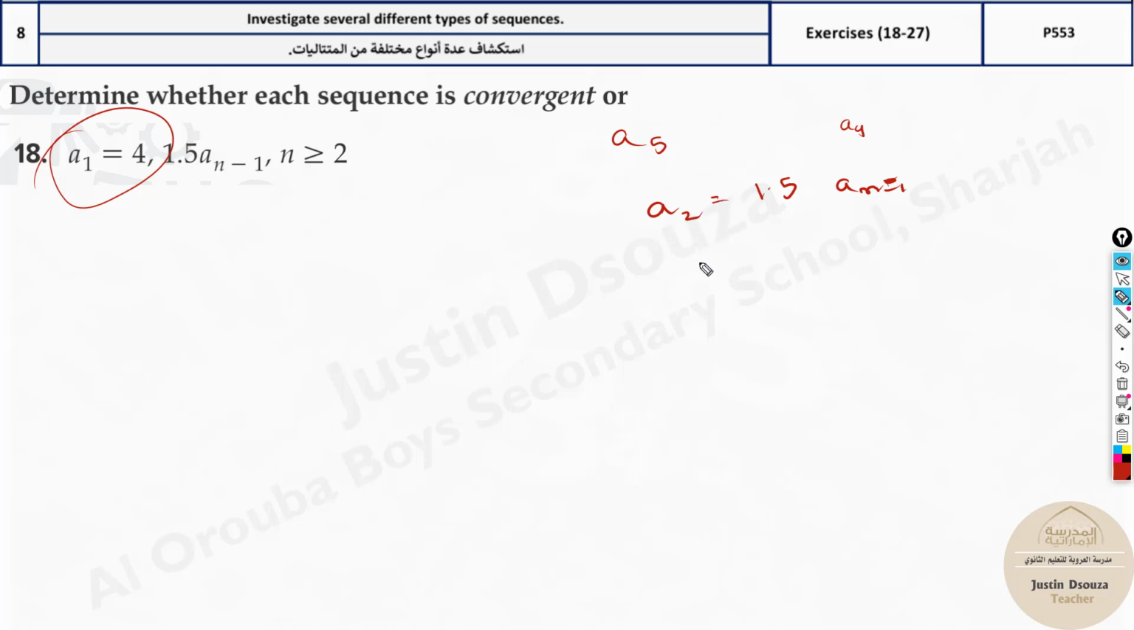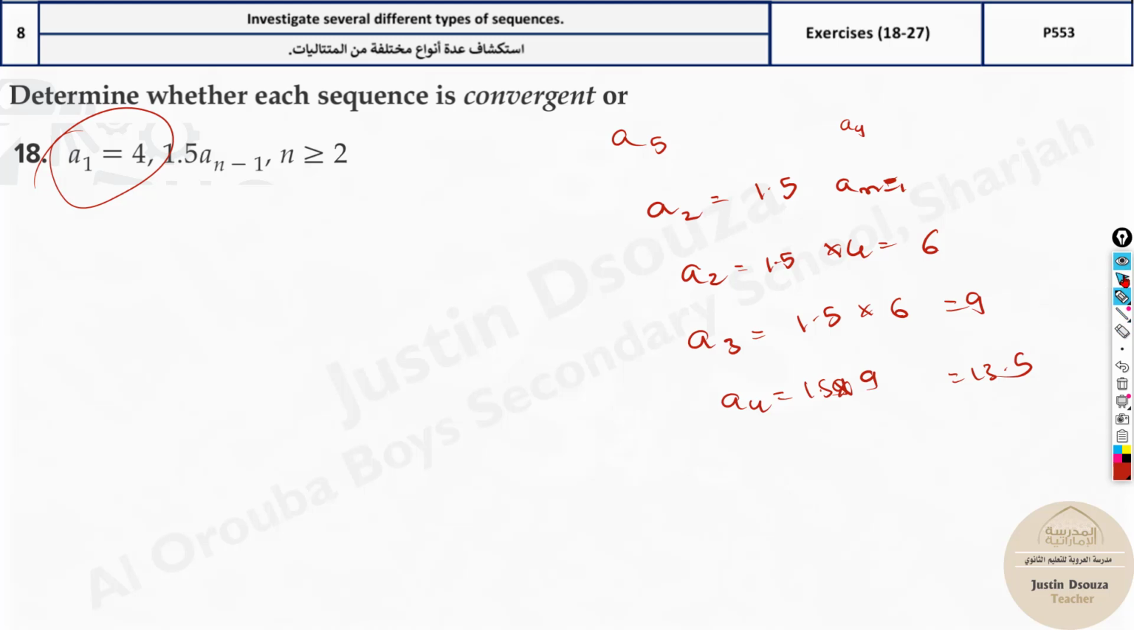Now what is a2? It will be a2 is equal to 1.5 times a2 minus 1, which is a1, right? So a1 is 4. So 4 into 1.5 will be basically 6. And the same way we can do a3, where we need to do 1.5 times 6, because that's the previous term. It will be 9. a4 is equal to, again, 9 times 1.5, that is 9 plus 4.5, which is 13.5. You keep on getting the values.